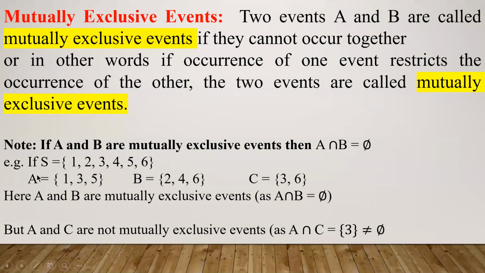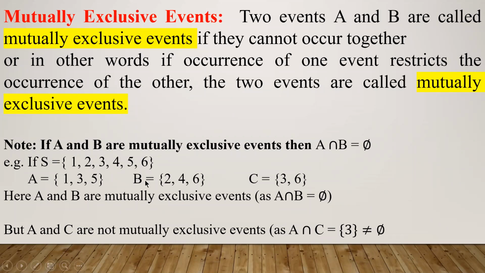Let us see this example. I have taken the same example. S is my sample space of rolling a dice experiment. A is 1, 3, 5, getting an odd number. B is 2, 4, 6, getting an even number. And C contains 3 and 6, that means the numbers which are divisible by 3. Out of these three events, which two events can you call mutually exclusive?